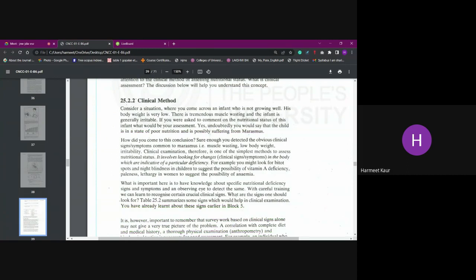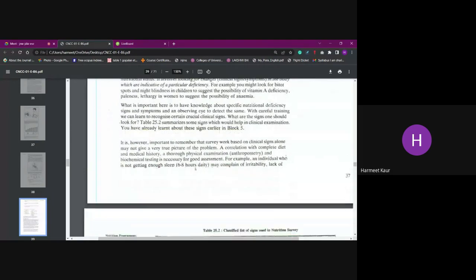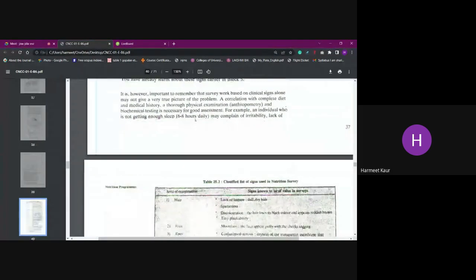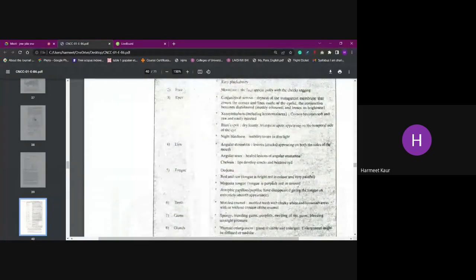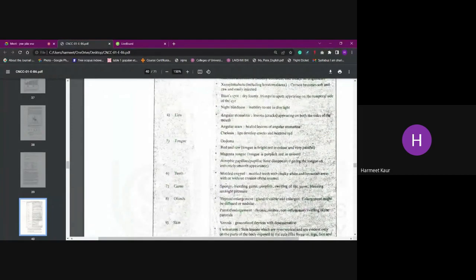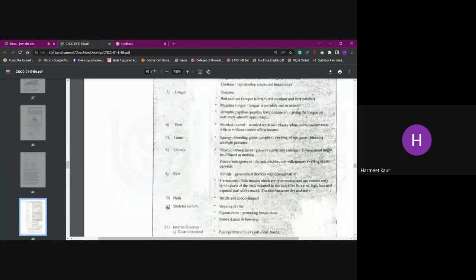So this involves looking for changes which are known as what? Signs and symptoms. If there is a Bitot's spot, that is indicative of vitamin A deficiency. If you have spoon shaped nails, cracked nails, your skin color is very pale, eye is very pale, that is indicative of iron deficiency anemia, right? And so on. They have given different signs and symptoms related to areas of examination. If you have mottled enamel or bleeding gums, that is indicative of vitamin C deficiency. So they have in this table given you different signs and symptoms and what they are related with.